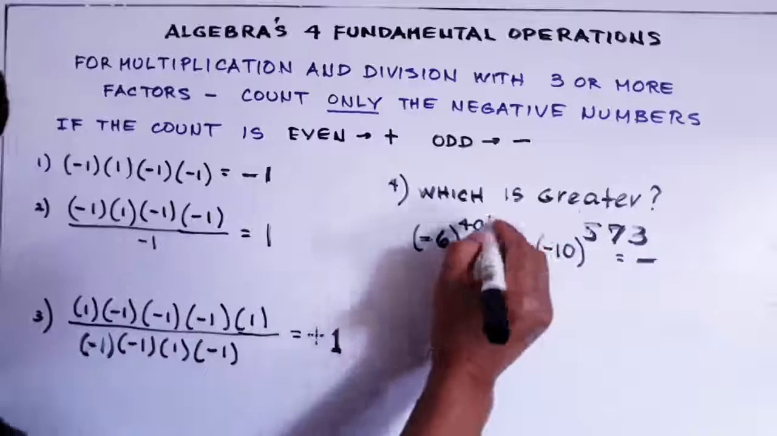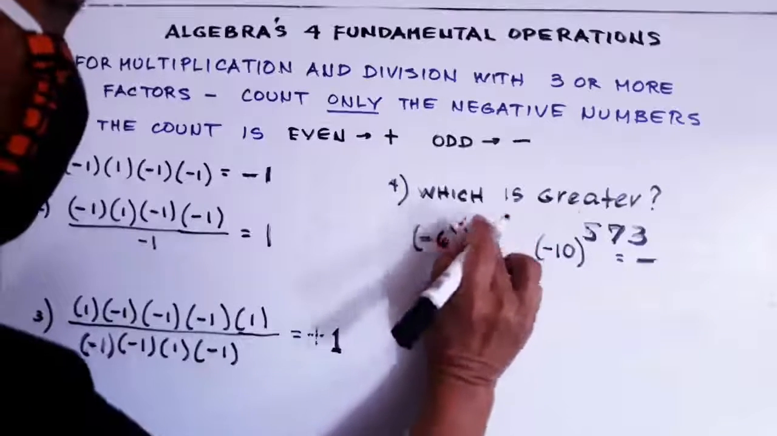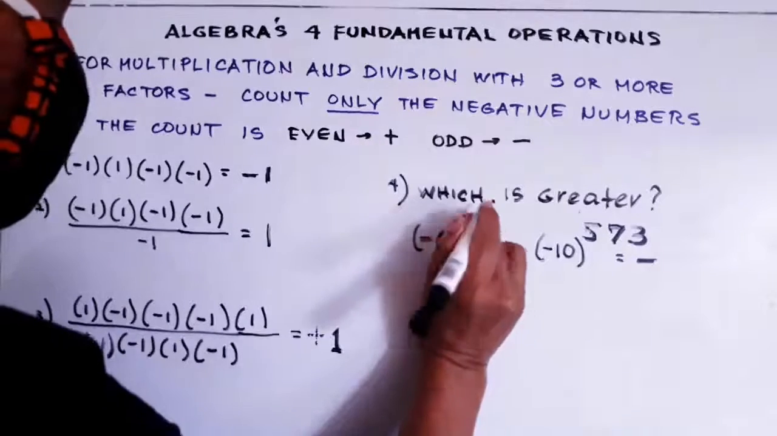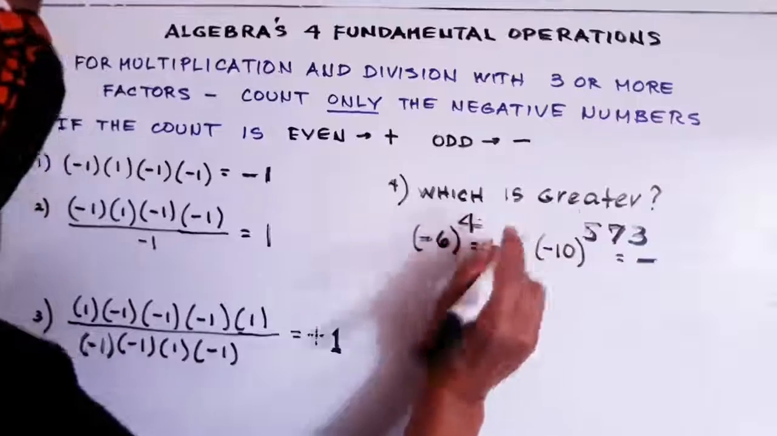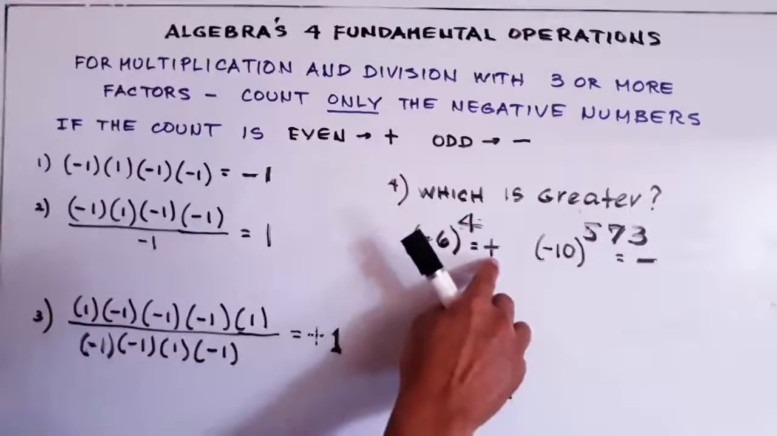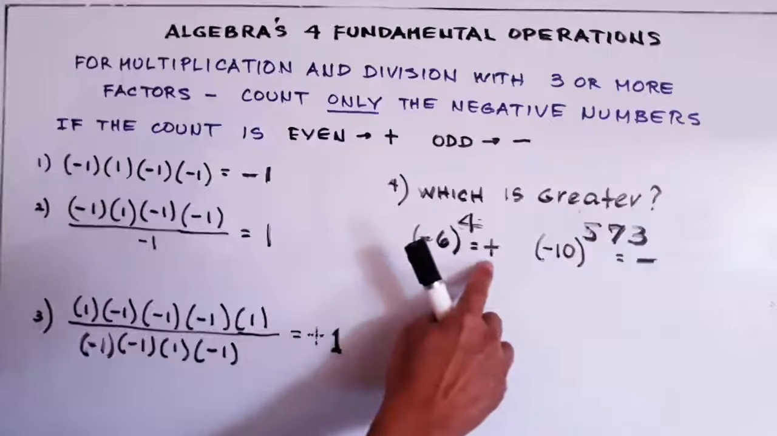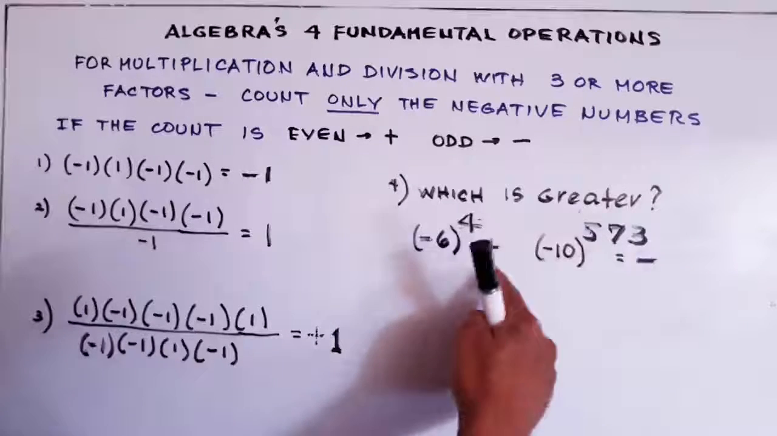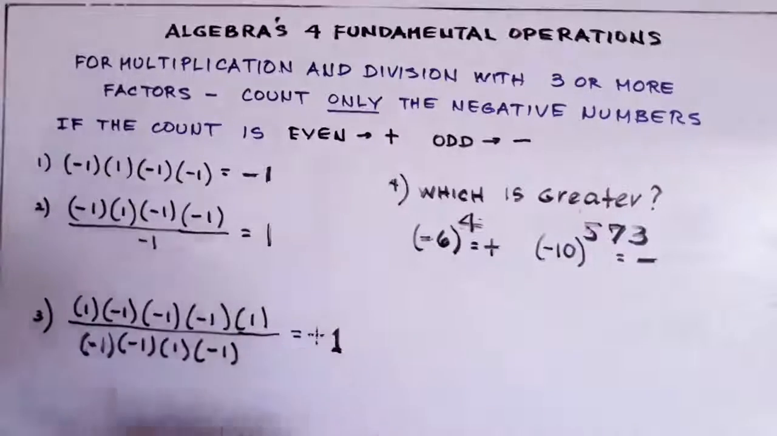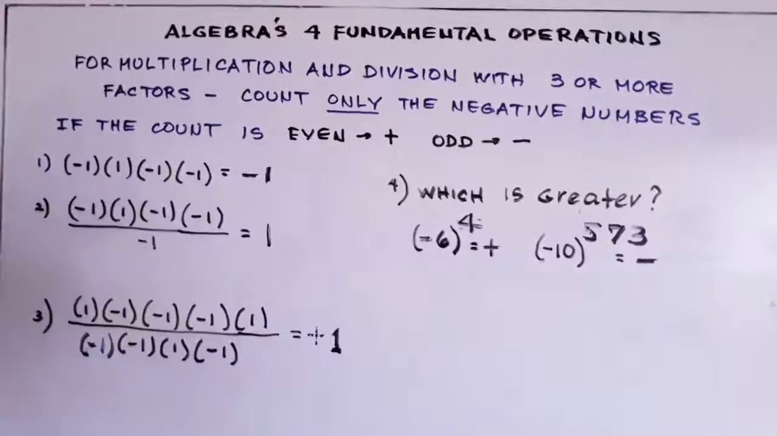How about if you make this one to the third power? Oh no, it's to the fourth power. Will this one be bigger than that one? Yes, because 4 is even, that would be positive, and all positive numbers are greater than all negative numbers. So that is the application. If we have 3 or more factors, we just count the number of negatives. If we don't have negatives there, then it's positive. Okay, thank you.